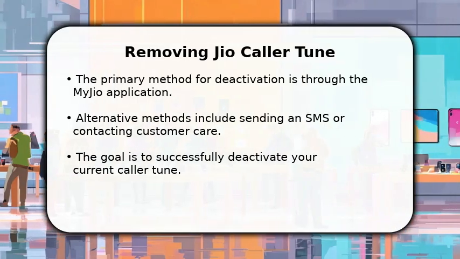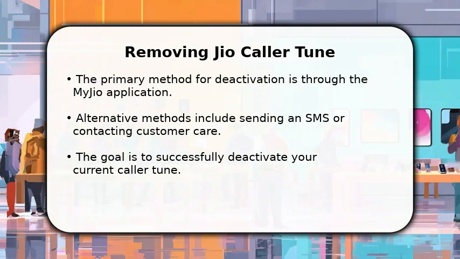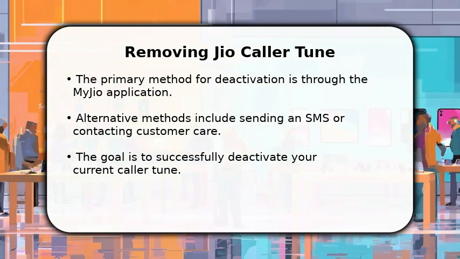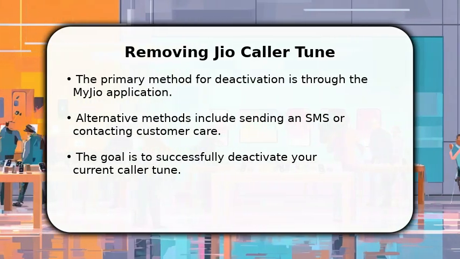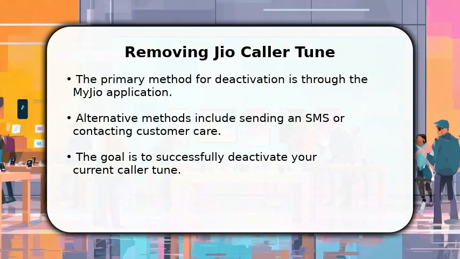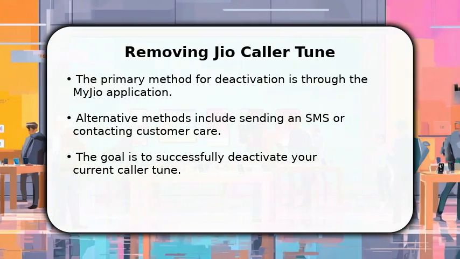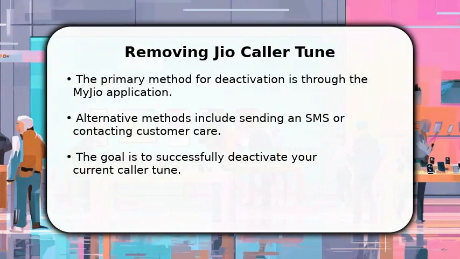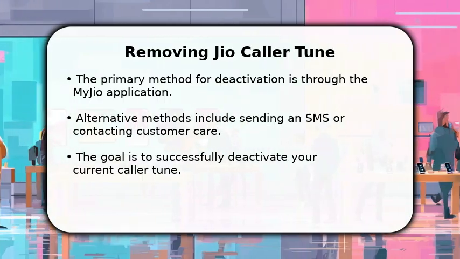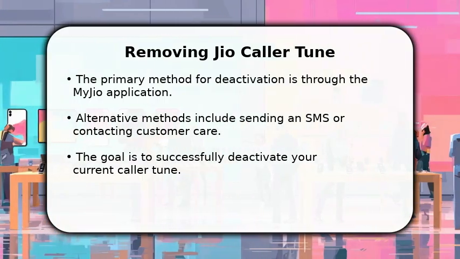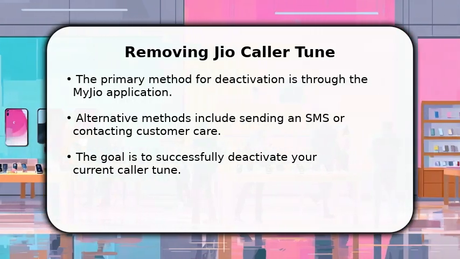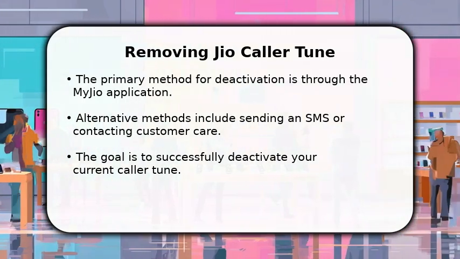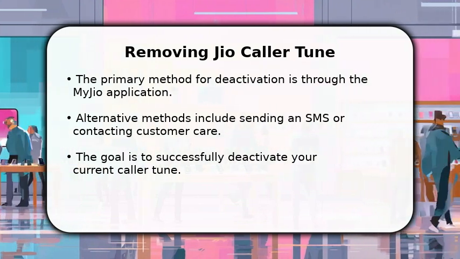In this video, I will explain how to remove Jio caller tune. Let's dive right in. The easiest way to deactivate your Jio caller tune is by using the MyJio application. This method gives you direct control over your services. Alternatively, you can also send a simple SMS or contact customer care for assistance. Our goal is to help you successfully remove that tune quickly and efficiently, giving you back your standard ringtone. We'll cover each option in detail.